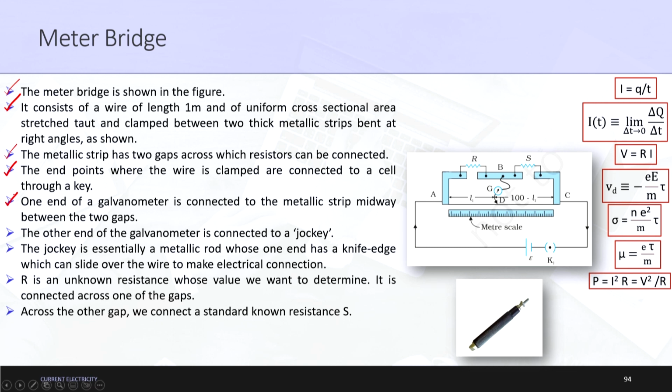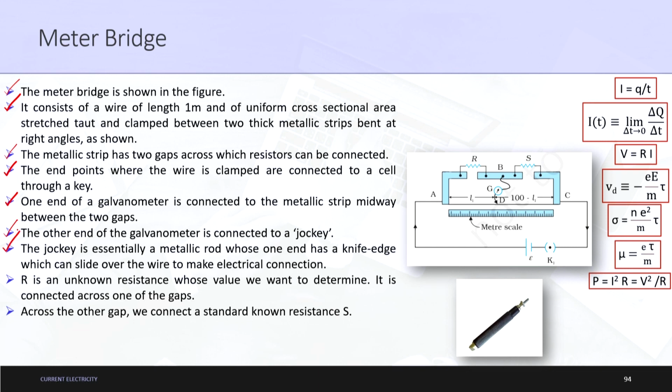Next, the other end of the galvanometer is connected to a jockey. Now what is a jockey, you might ask. So this is an example of a jockey. This is explained at the other end of the galvanometer, and we put it on the 1 meter wire. The jockey is essentially a metallic rod whose one end has a knife edge. So this is the knife edge which can slide over the wire to make electrical connection.